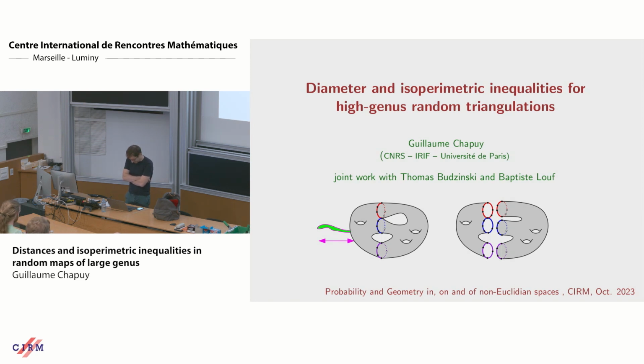I'm going to talk about something we've been trying to do for some years, and we were always thinking we were close, and it never worked. And recently we finally managed to do it. It's about the diameter of high genus random triangulations. And the ingredient that finally made it work was isoperimetric inequalities.